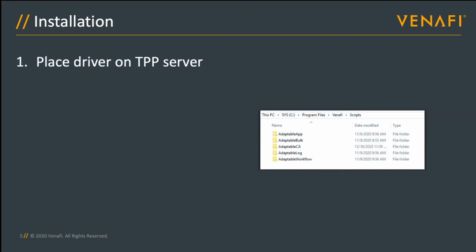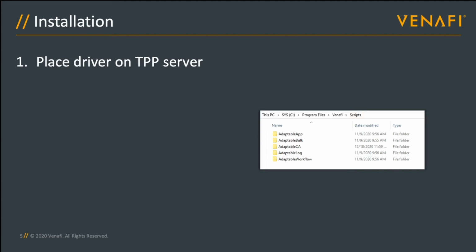The first step is going to be placing the Adaptable script on the Venafi server in the proper directory according to the type of driver. As you can see, there's a specific directory for each type of Adaptable driver: Adaptable application, bulk provisioning, certificate authority, log, and workflow.